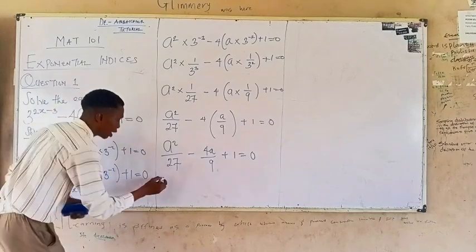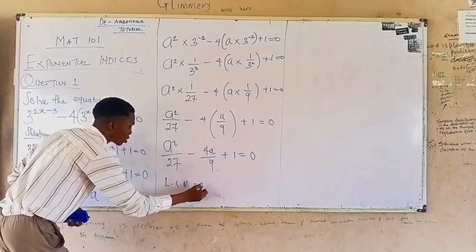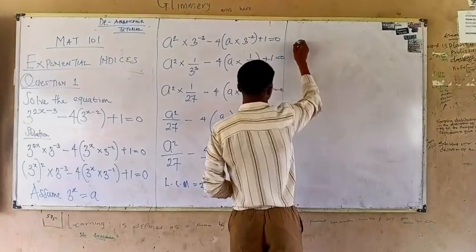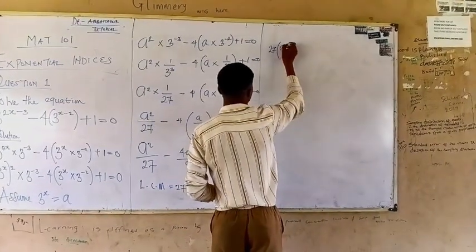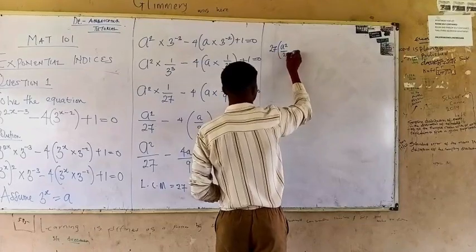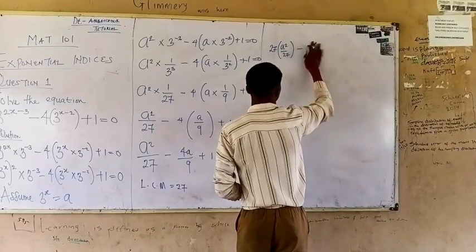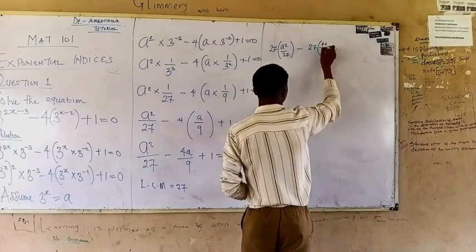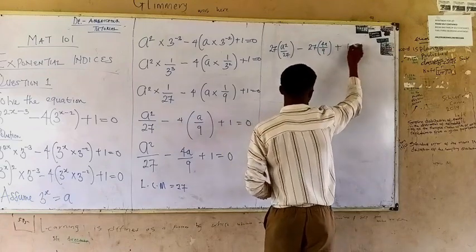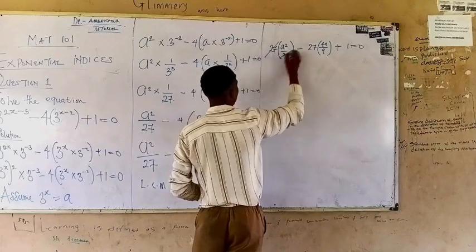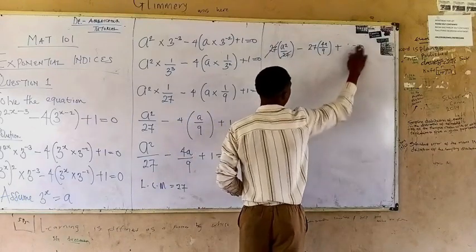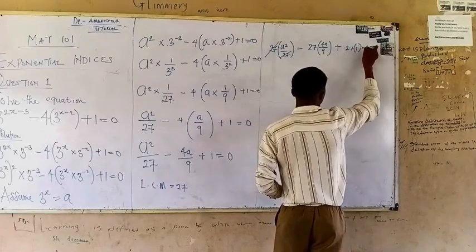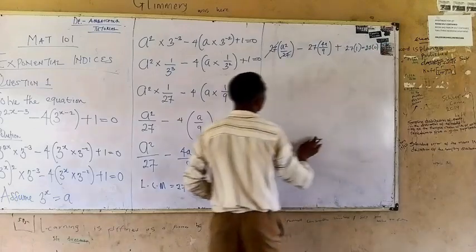So the LCM here is 27. And when I multiply all through by 27, I'm going to have 27 in the bracket of a squared, then minus 27 in the bracket of 4a minus 9, the same thing, plus 1 equals to 0. So 27 cancel out 27, 9, oh sorry, a mistake here. Here should also be 27, pardon me for that. The 1 here should also be 27 because we're multiplying all through by 27.